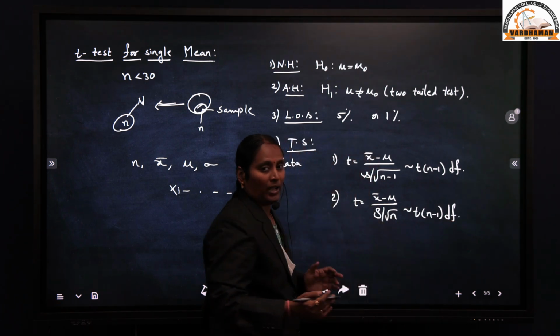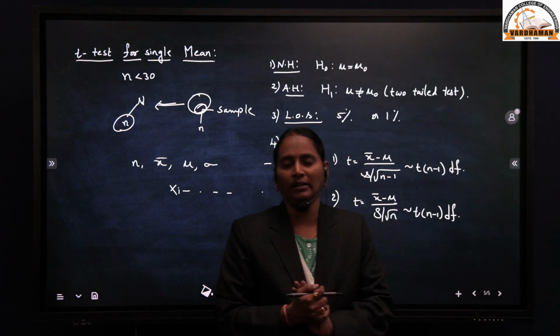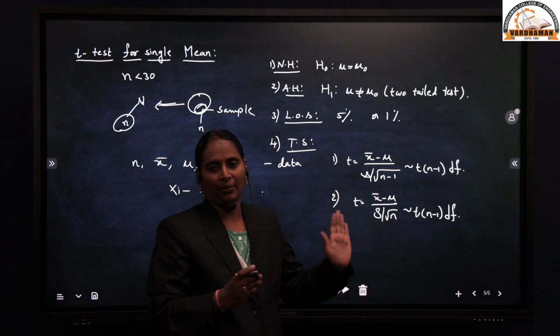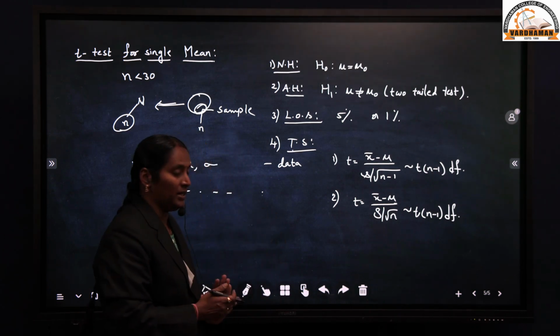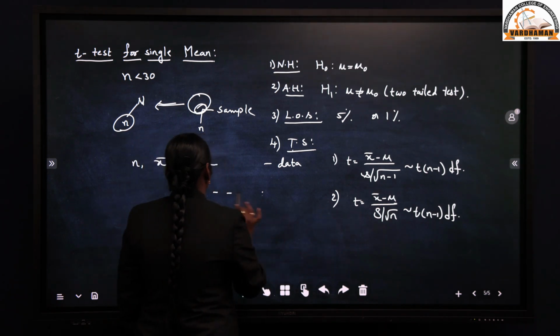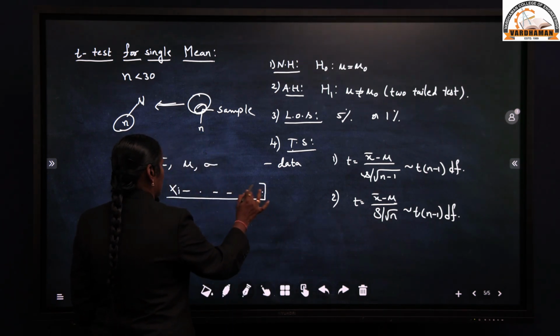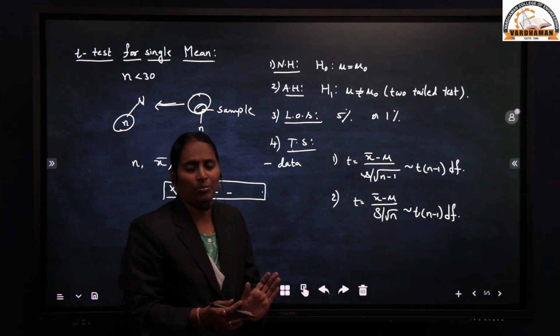Why? Because it depends upon n variables. n is less than 30. If n is less than 30, then only the problem belongs to the t-test for single mean, which means a small sample test. In the given problem, you have only certain data: some x values, a sample size, and a population mean.